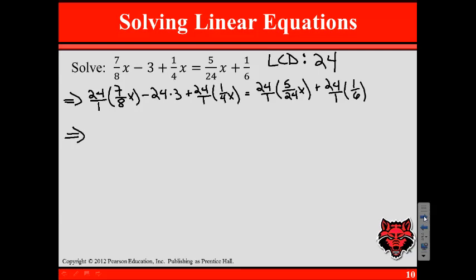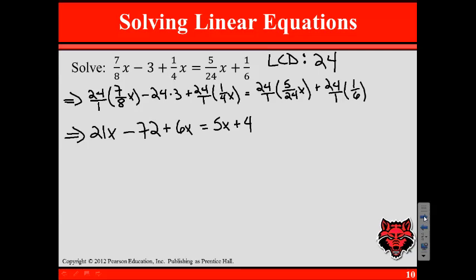So once you go through that process, you would have 21x minus 72 plus 6x equals 5x plus 4. You may want to pause the video, go through that process on your paper, and then once you get all of your fractions simplified, your next line should look like what I just wrote on the board.